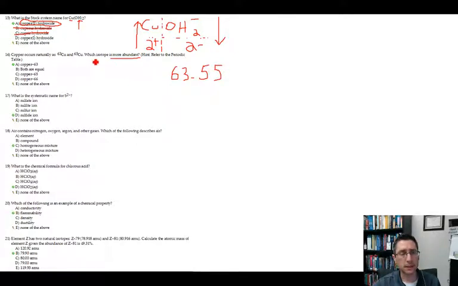Okay, so it's basically deciding which number 63.55 is closer to. Is it closer to 63 or is it closer to 65? It's closer to 63, so that's the isotope that dominates here.